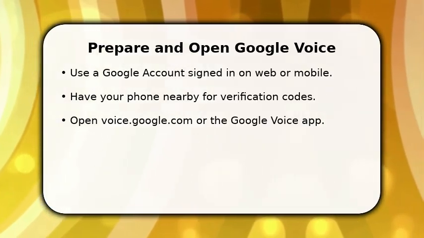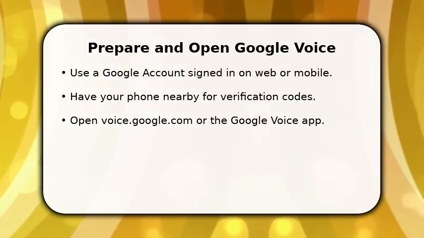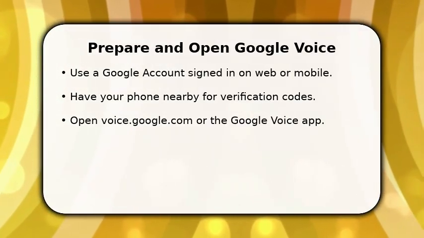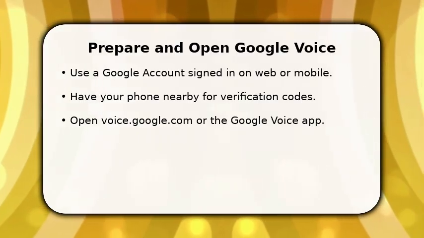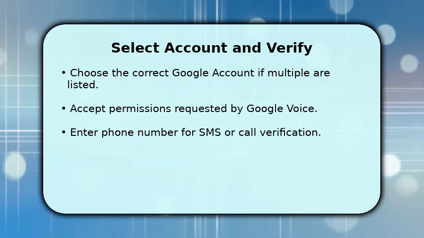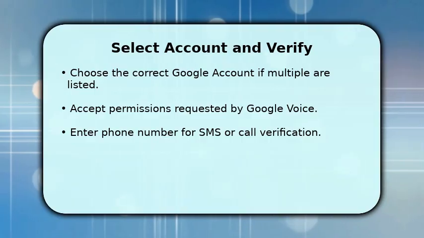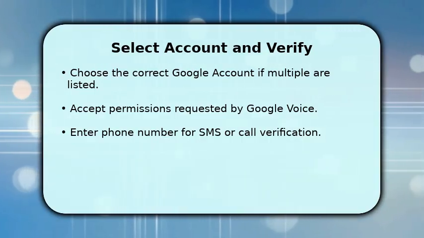Now tap or click Sign In and Proceed. This moves you straight into account selection and verification, so you can pick a number. After you click Sign In, you'll see Accounts. Choose the one you want because picking the wrong account links the wrong number. Next, grant required permissions. These let Voice access calls and messages. Without them, features are limited.